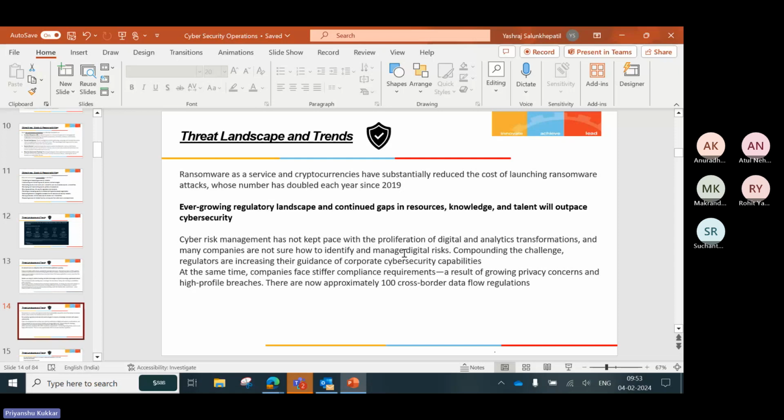Okay. Another thing is that the talent in this section is not keeping pace with the things that are coming up. Okay, whether you call them tools, technologies, or rules and regulations, because many people don't know this, so they have to learn once they come into a job, right? That is why there is a gap, and there is a talent gap that will outpace cybersecurity. Okay.